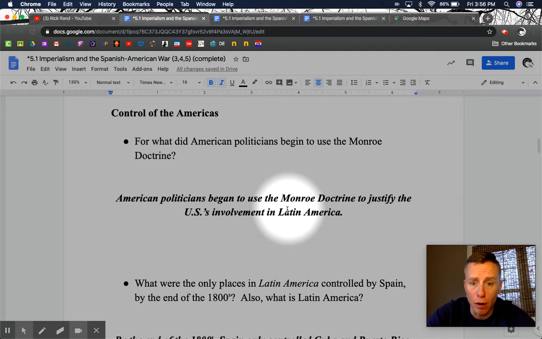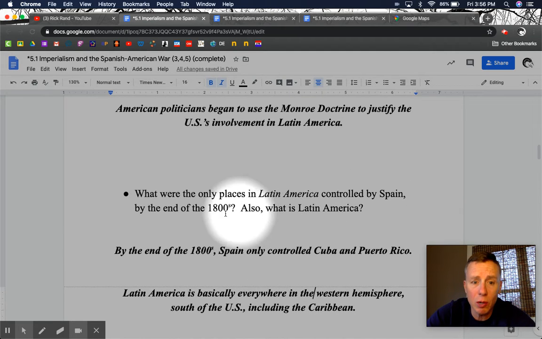The next question says, what were the only places in Latin America controlled by Spain by the end of the 1800s? And there weren't many. Two: Cuba and Puerto Rico. Bang.